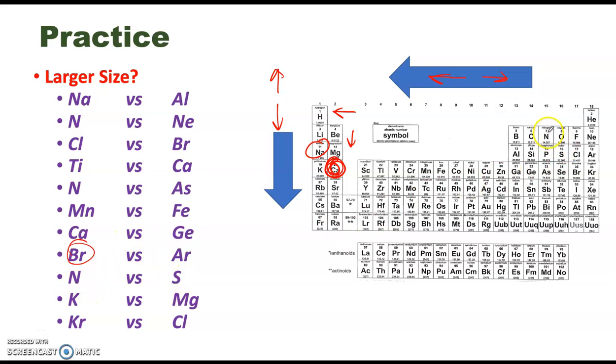Nitrogen and sulfur. There's the exact example that I was telling you about. Sulfur is lower. That is more important than the fact that nitrogen's to the left. This difference is very little. This difference is very big. Potassium and magnesium. That's easy because potassium is to the left and it's down. And then krypton and chlorine, another tricky one. Krypton is lower. That's the important one to know there. And there you go. That should be it.